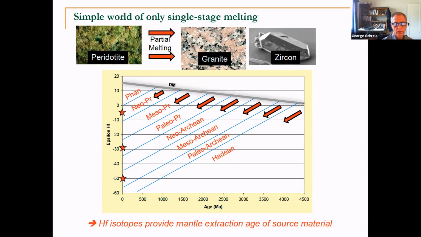Okay, so this is a very simple system. As you probably know from your igneous petrology classes, this doesn't happen very often. It doesn't happen very often that you can take a peridotite and partially melt that material and make a granite. So you know what happens more commonly in the next slide.